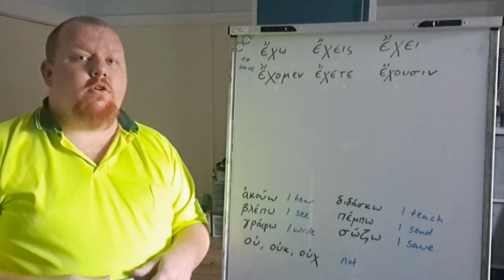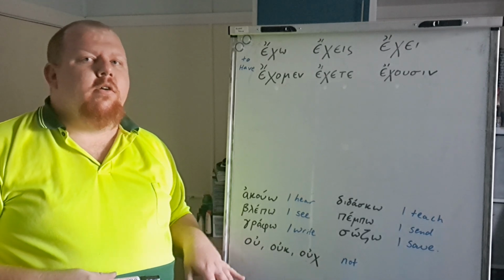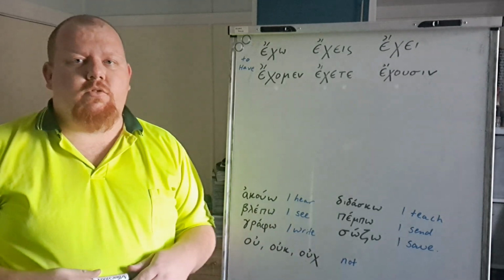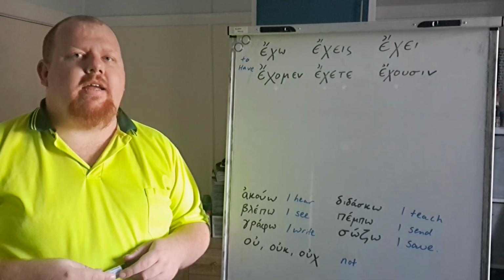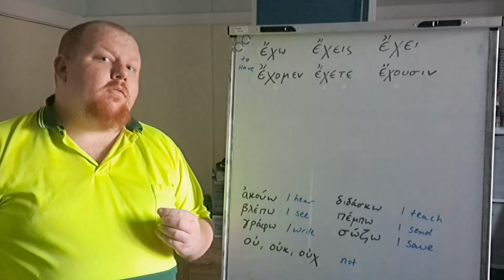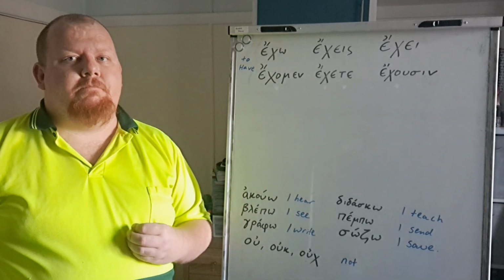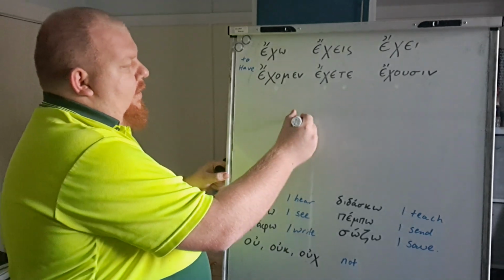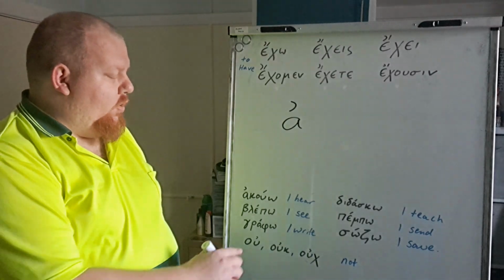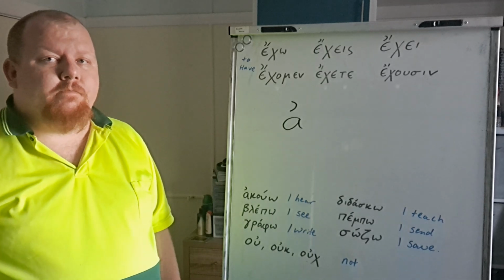The last word here is not a verb, but an adverb. We have the word ou, which means not. There are three different forms to say not in Biblical Greek. The root word is ou. However, if it is followed by a consonant, it will be slightly different. If the consonant has a smooth breathing, then ou will take a kappa. So ouk, ouk.